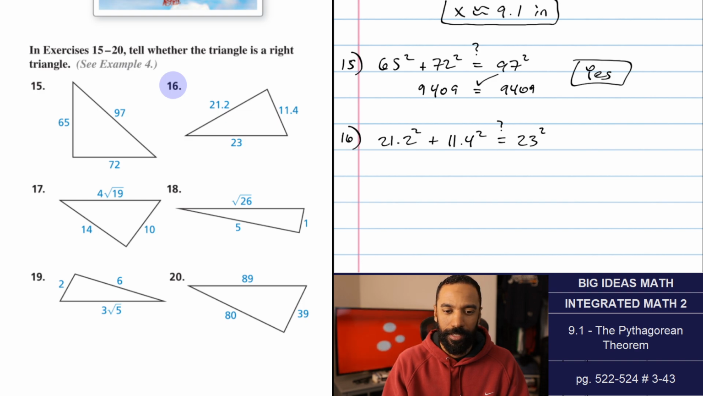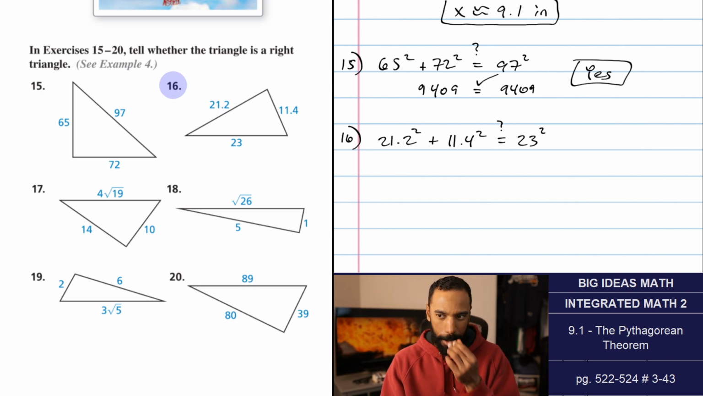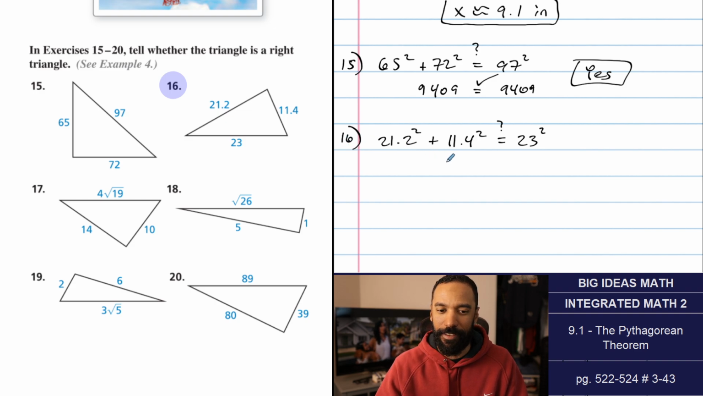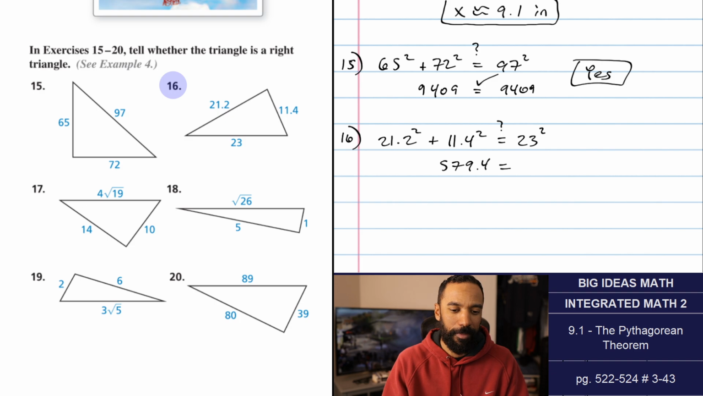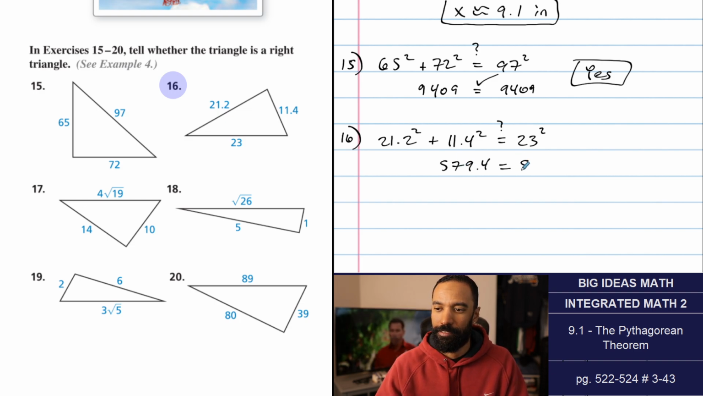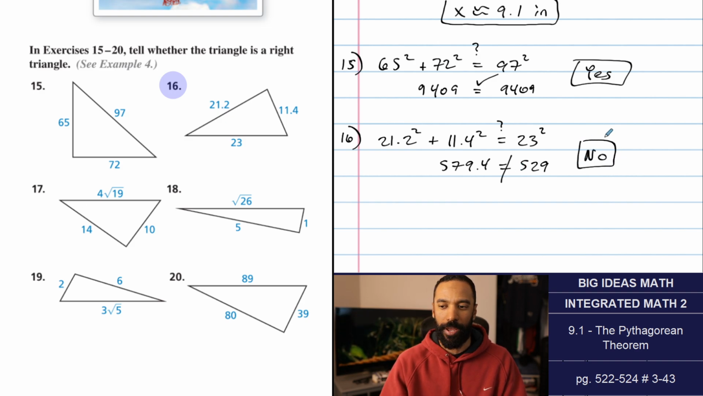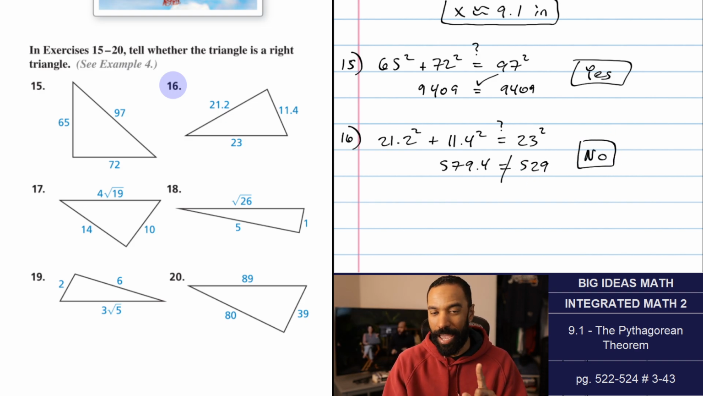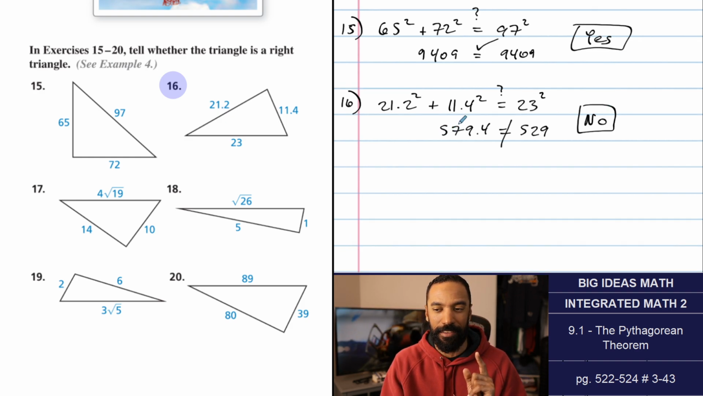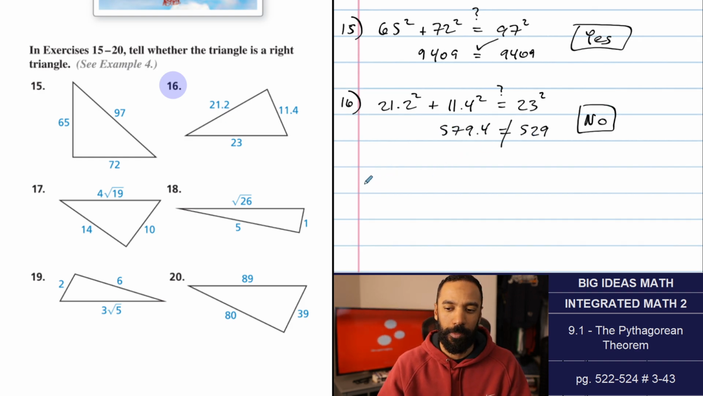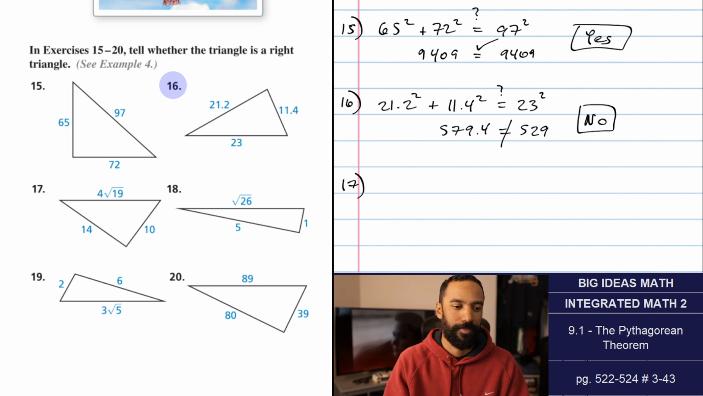11.4 squared. Probably not, because this is 579.4. Being a decimal means probably not. 23 squared is 529. 529. I hope I didn't type anything wrong, but I don't think so. And that is not the case here. No, these do not make a right triangle. Now, they didn't ask what kind of triangle it is, if I want to speak ahead of this, because this is greater than that. This will be an acute triangle.